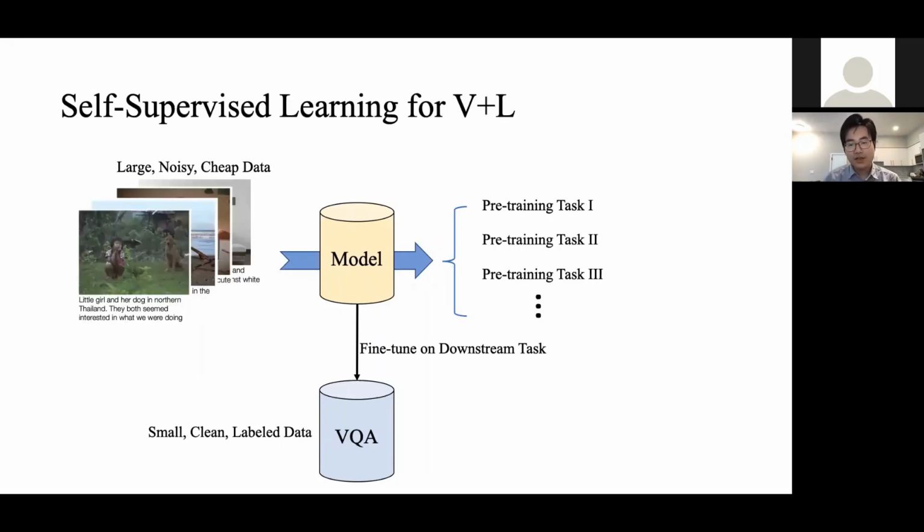And in vision and language, our pre-training data are typically lots of image and text pairs. And our downstream task is some well-defined specific vision and language problem. For example, here, I show VQA, which is visual question answering.